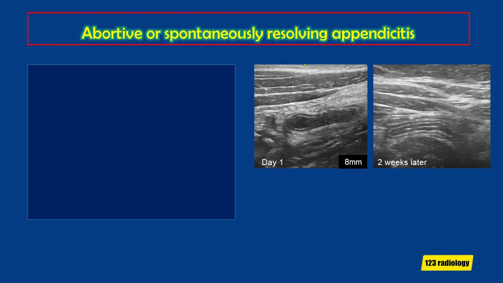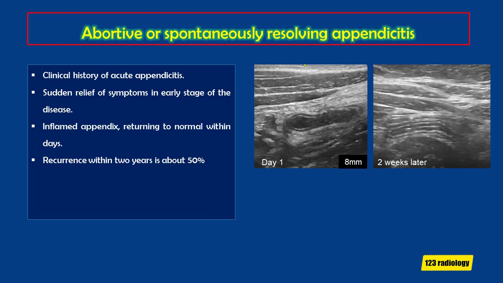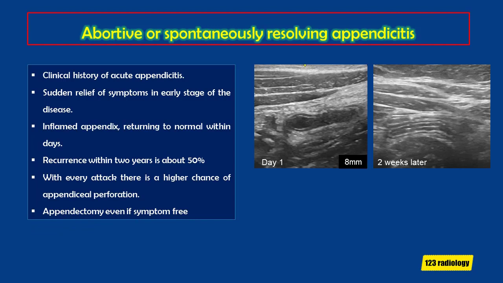Abortive or spontaneously resolving appendicitis. It requires a clinical history of acute appendicitis, and rather sudden relief of symptoms in early stage of the disease. Ultrasound showed an inflamed appendix, returning to normal within days. Recurrence within 2 years is about 50%. With every attack there is a higher chance of appendiceal perforation. So, our policy is to do immediate appendectomy even if symptom-free.